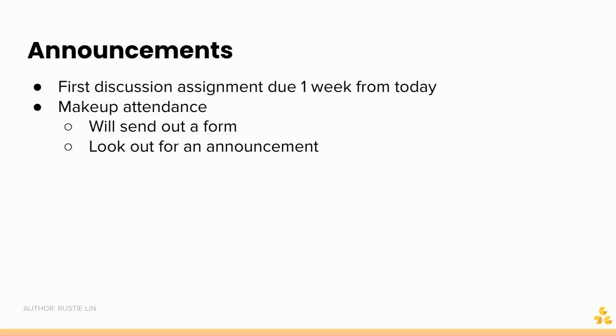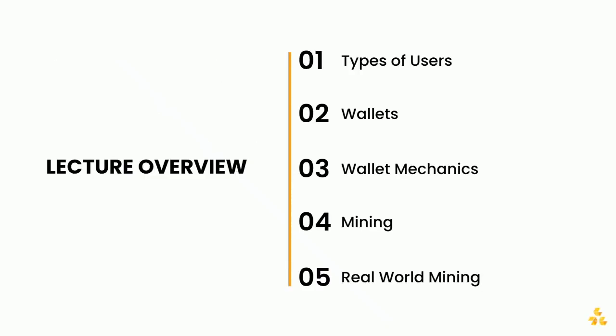Okay, so lecture overview. Nate's going to start off, take us through the different types of users in the Bitcoin network. Then we're going to get into wallets, how wallets work, how do you generate a wallet, how do you interact with a wallet, what are the different types of wallets. Then wallet mechanics, so the details of wallets. Then mining, this giant buzzword that you hear all the time with blockchain, but actually, how does that work? We're going to talk about how that works. And then mining in the real world and what it actually looks like.